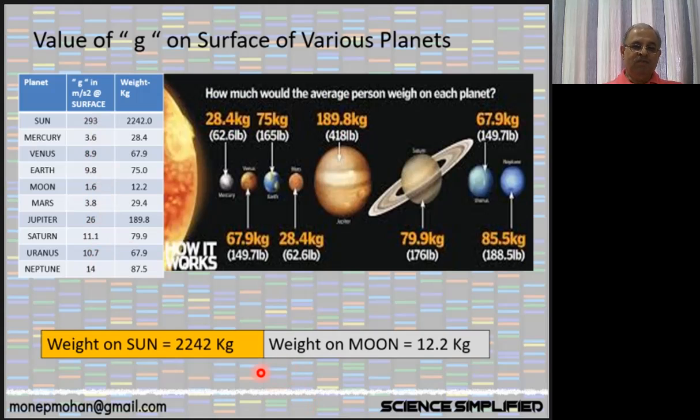But on the Sun, we will weigh 2242 kg because the gravitational acceleration on the Sun is very high, and on the Moon it is very less, and a person weighing 75 kg on Earth will weigh 12.2 kg. Hope you have understood the effect of gravitation as weight, and even if the mass is the same, the weight of the body keeps on changing.